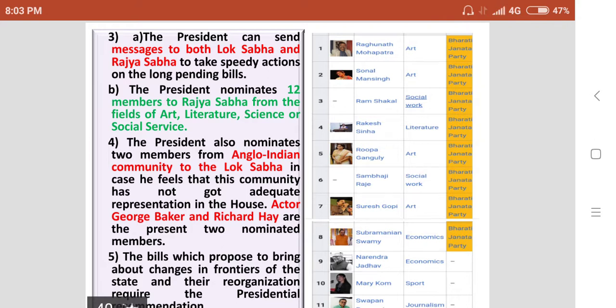And fifth legislative power is the bills which propose to bring about changes in frontiers of the state and their reorganization require the president's recommendation. If any changes in the frontiers of the states or reorganization of the states, that bill should get the president's assent. Then only the parliament can make changes in the frontiers of the states.